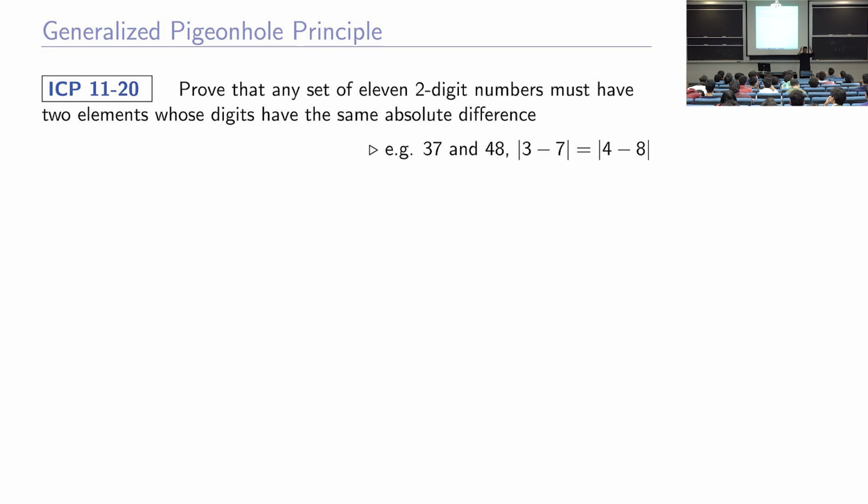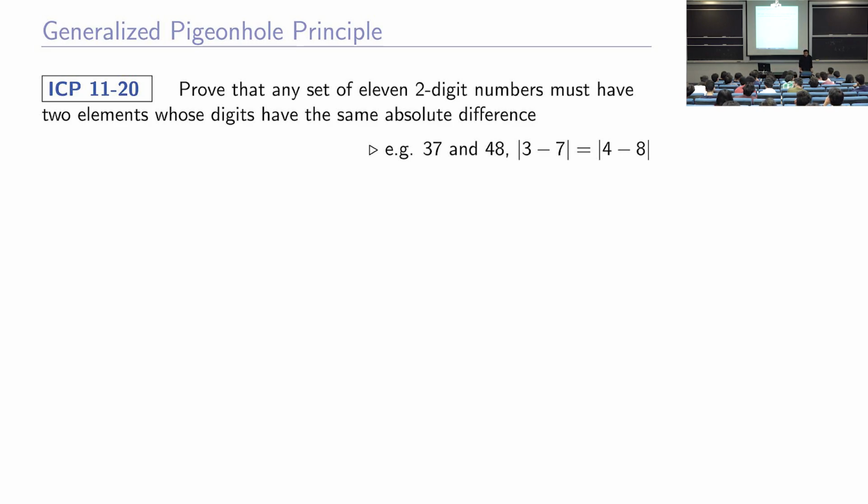Each number, you chose 48, so it will be 8 minus 4, 4. You chose 72, so that will be 7 minus 2, 5, or 2 minus 7, absolute value 5. So you get these 11 numbers, you will get those 11 differences, the absolute values of the digit differences. And what I am saying is that at least two of these differences must be the same.